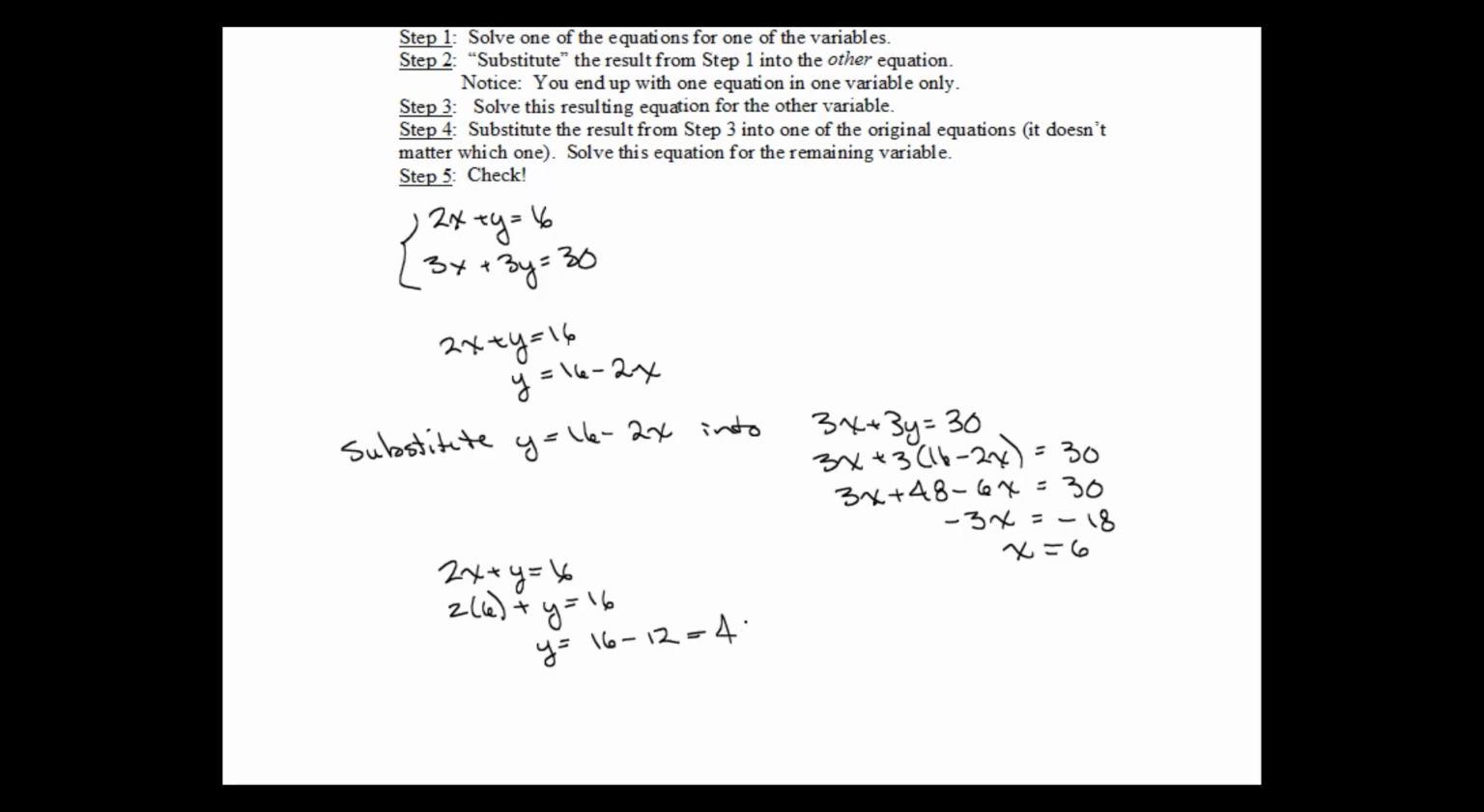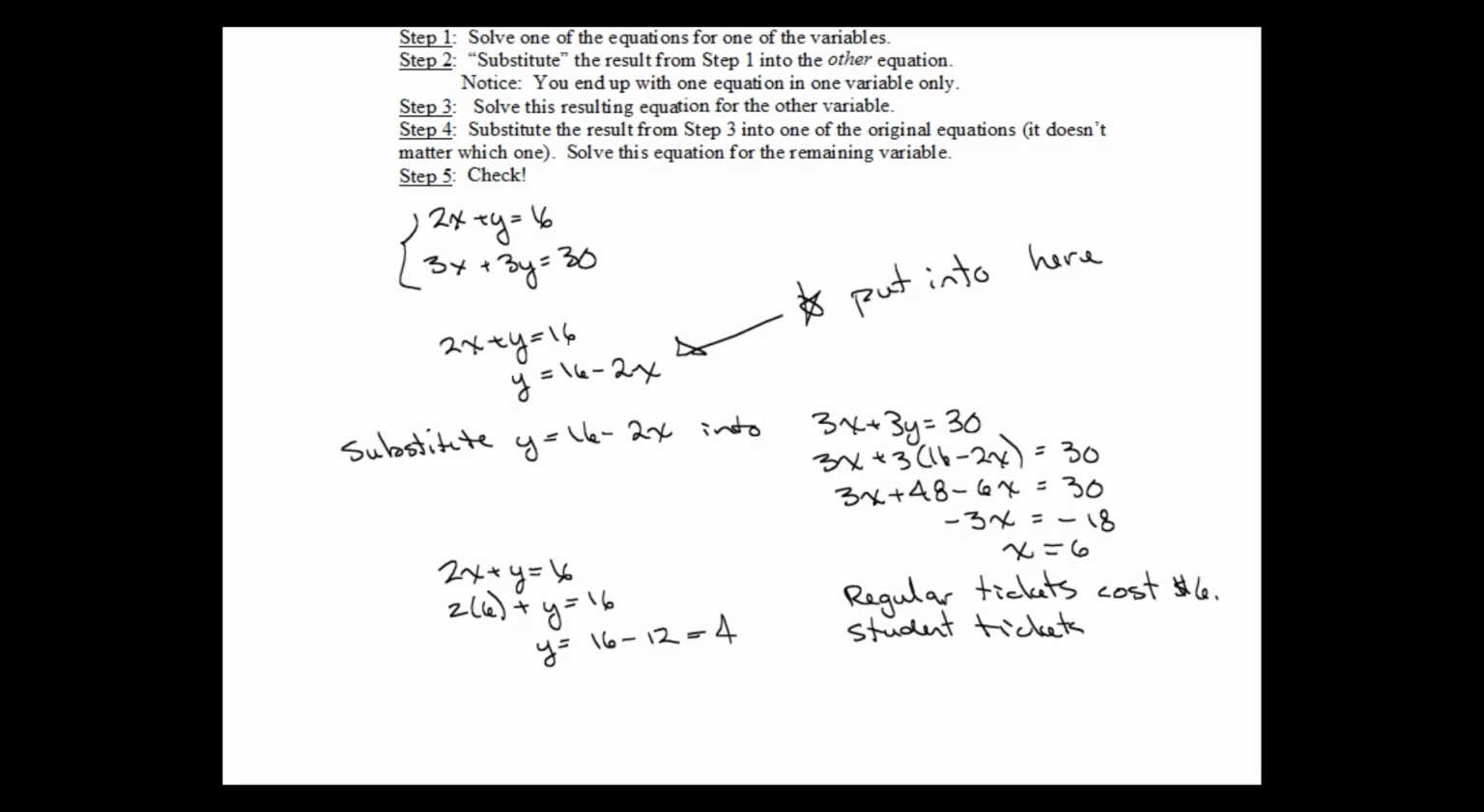You could also, if you're alert, it's actually quicker to put it into here. Saves you a step. Anyway, so we have x equals 6, y equals 4. Make sure you answer the question posed by the original problem. So we want to know what the price is. My regular tickets, remember that was x. So my regular tickets cost $6 and student tickets cost $4, which was y.